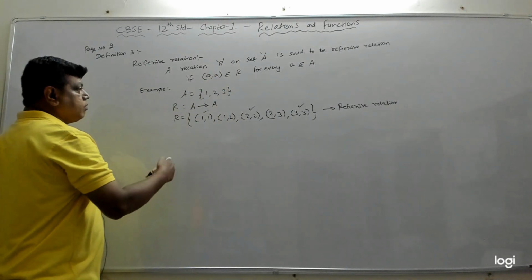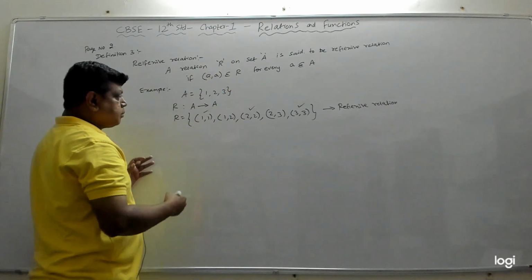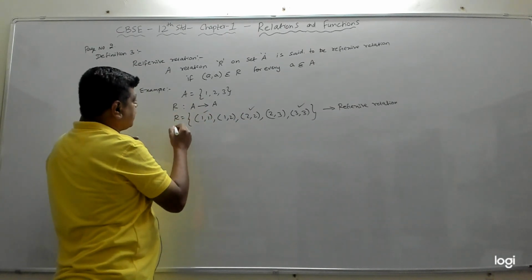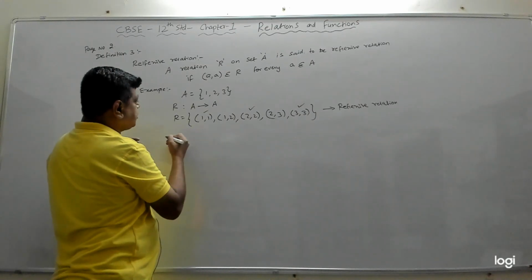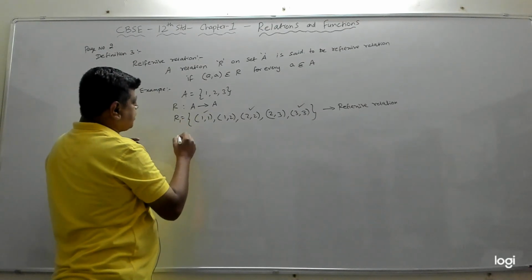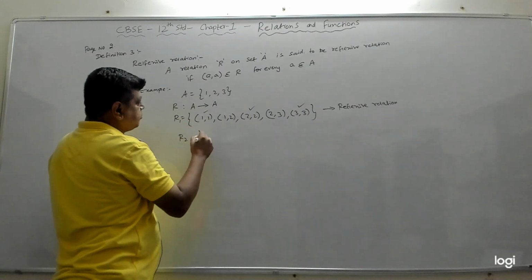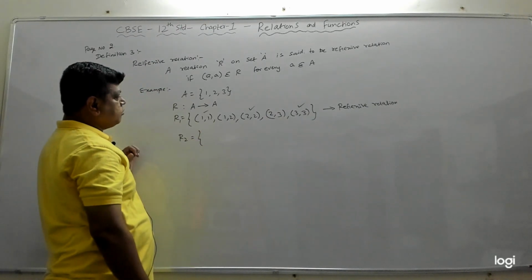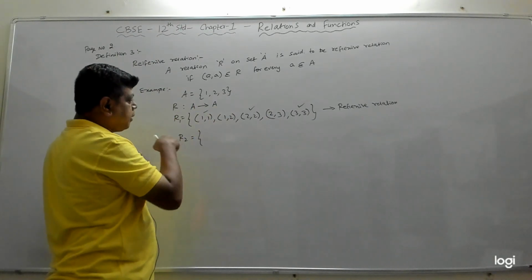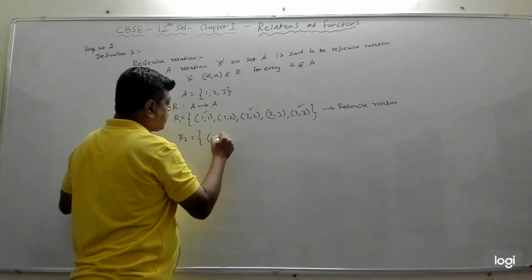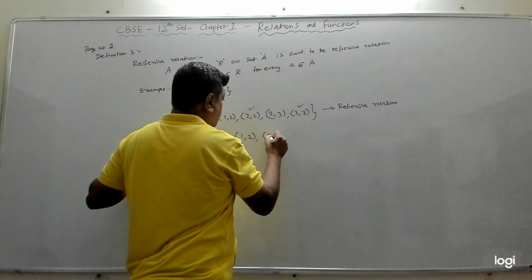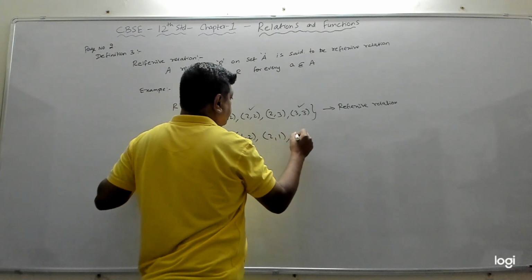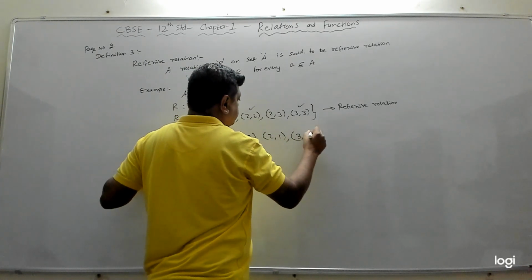Now we'll take one more example. For the same set, I'm taking another relation, R2, from A to A. Suppose I write this as (1, 1), (1, 2), (2, 1), and (3, 3).